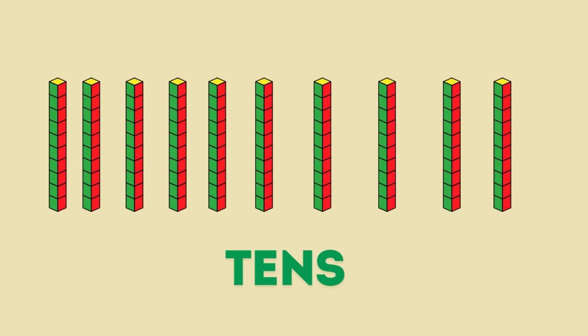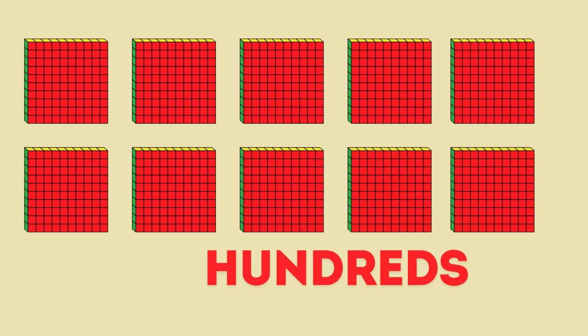Our hundreds place is 10 times greater than our tens place. We see that we needed 10 tens in order to get 100. Let's count our hundreds. 100, 200, 300, 400, 500, 600, 700, 800, 900, 1,000. So 10 hundreds will give us 1,000.